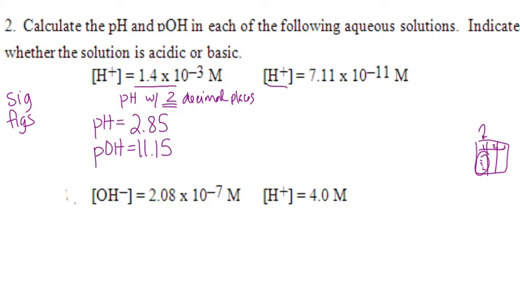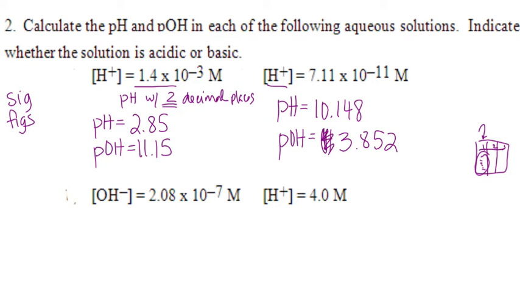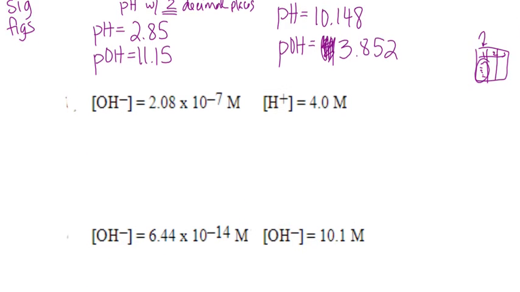If I take the negative log of H plus of 7.11, first off, how many decimals do I need? 3 decimal places. So what's my pH? 10.148. Therefore, my pOH is 14 minus 10.148, which is 3.852. Yeah, 3.852. Okay, all we're going to do are the next two.